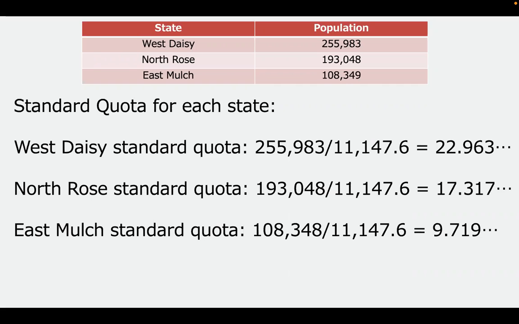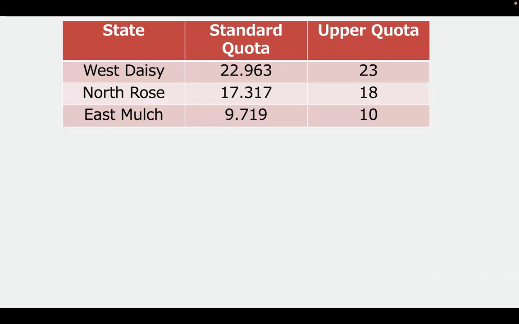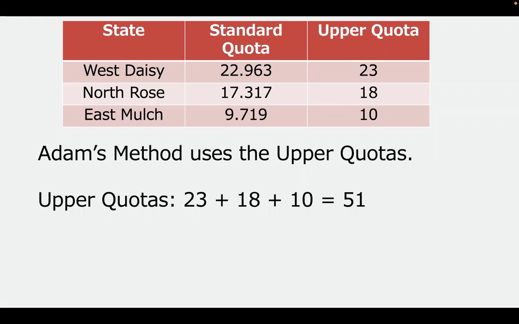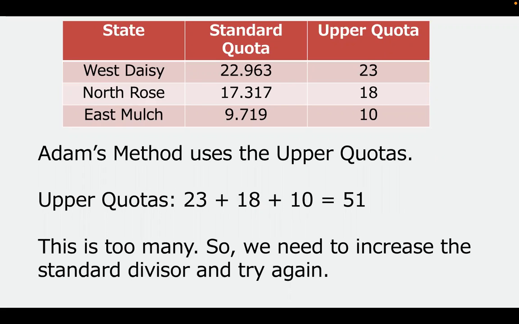Again, you can see we take the population of each state, divide by the standard divisor to get our standard quota. Now, because in Adams' method we are using the upper quota, we take our standard quota, round up for each one, and look at what we have. The sum of those upper quotas is 51. And this is too many because remember, we only have 50 seats. So we need to increase the standard divisor and try this again.